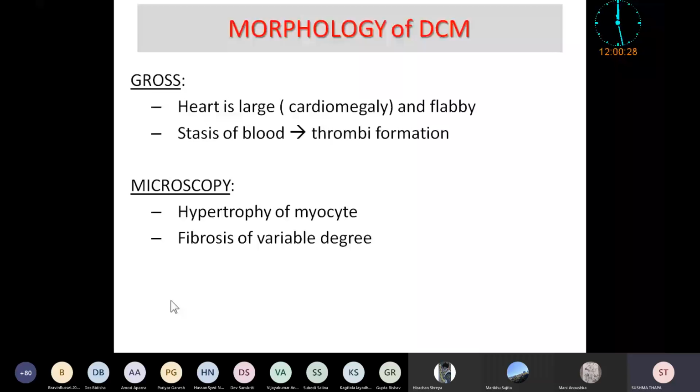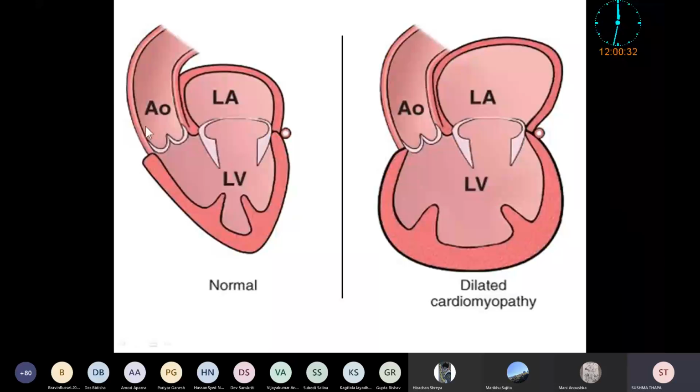You can see here, this is the normal heart with the atrial chambers and the ventricular chambers. These are all the walls of the heart. And this is dilated cardiomyopathy, DCM. Initially, the heart muscles are hypertrophied. Later on, they are dilated. So you can see the chambers are all dilated, and there is hypertrophy of the heart muscles. The surface area is increased, so there is congestion.